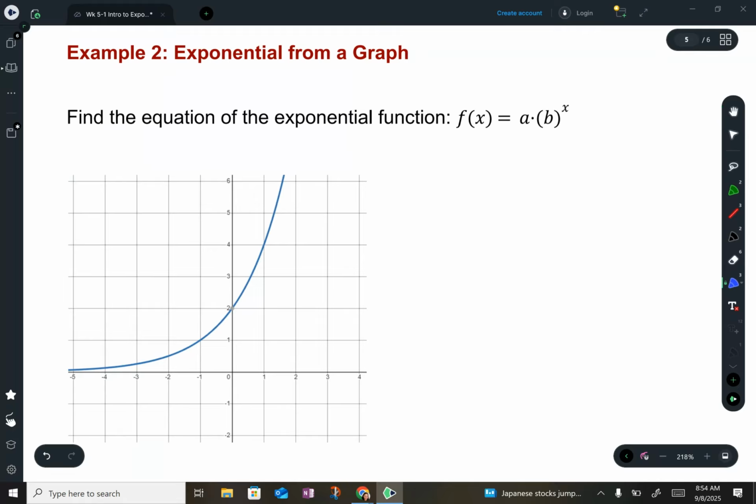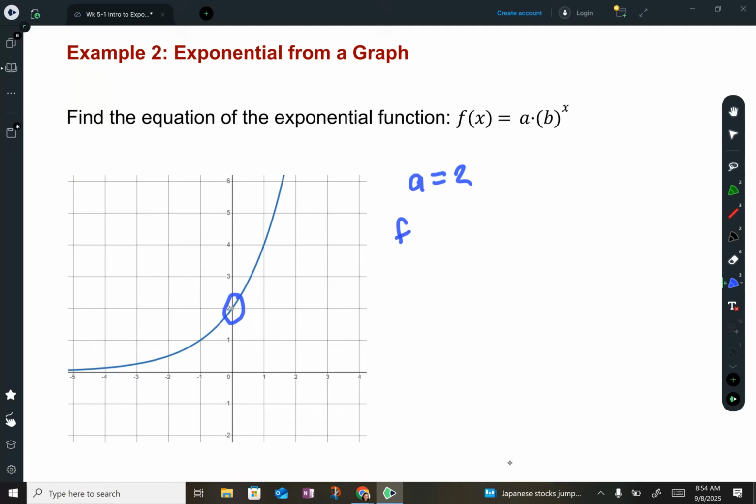Well, we can't read it off the table, but we can read it right off the graph that at x equals 0, f of x equals 2. So that tells us that A equals 2. So now we know that our function is f of x equals A times 2 to the x. All right, let's look at a couple other values.